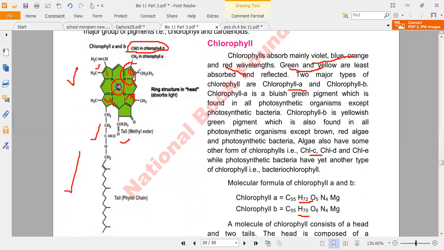So chlorophyll A and B differ at pyrrole ring number 2, where a methyl group is attached in chlorophyll A and an aldehyde group in chlorophyll B. This ring is actually hydrophilic in nature, and if this is a thylakoid, it is present this way on the membrane of the thylakoid. So it is embedded in the thylakoid membrane.